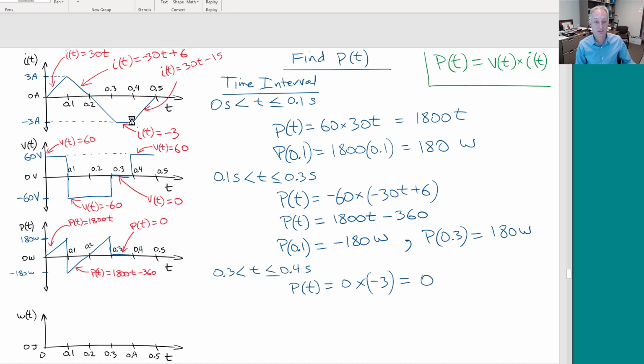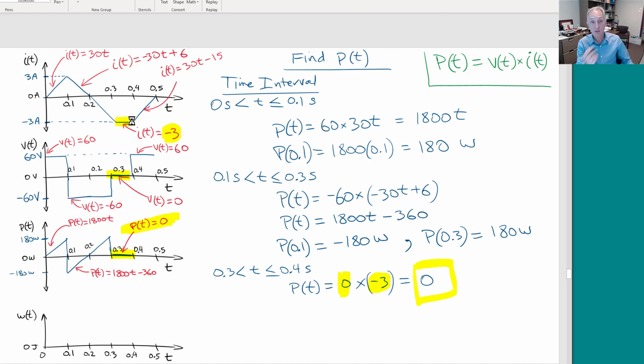So let's do the next interval. Oh no, the third interval. That's this interval right here. And this one's an easy one to do because the voltage is 0. Right here, the voltage is 0, and it's multiplied by the current, which is minus 3, which is over here, this line segment here. So that is going to equal 0. So the power is 0, so it's labeled as P of t is equal to 0.